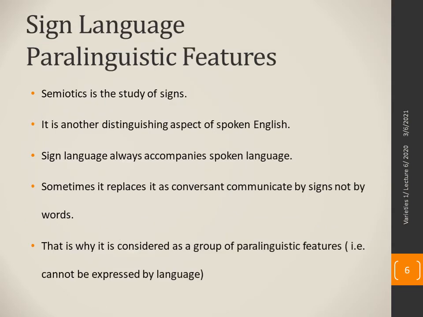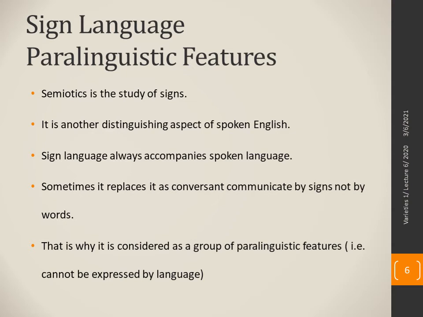Sign language or paralinguistic features. Semiotics is the study of signs, the way we use our body language, for example our hand gestures, our facial gestures, and so on. It is another distinguishing aspect of spoken English, because remember that such paralinguistic features are not used in any other variety, like in legal text or in a newspaper article. We don't have these paralinguistic aspects there.